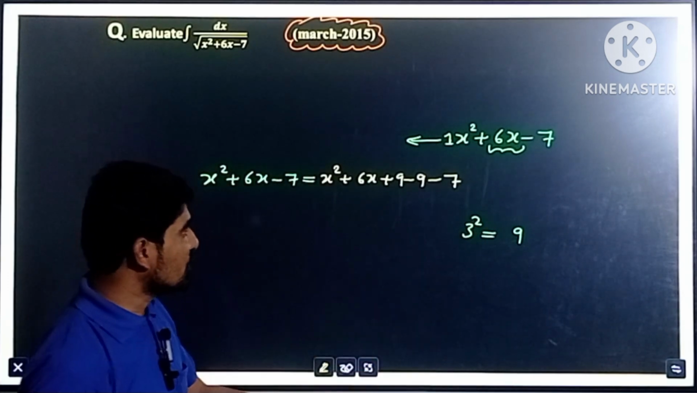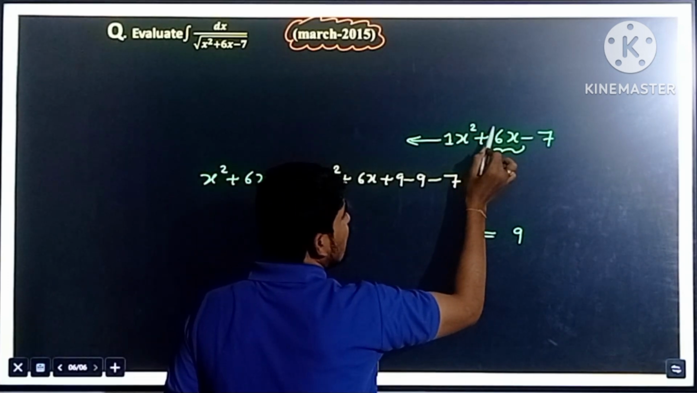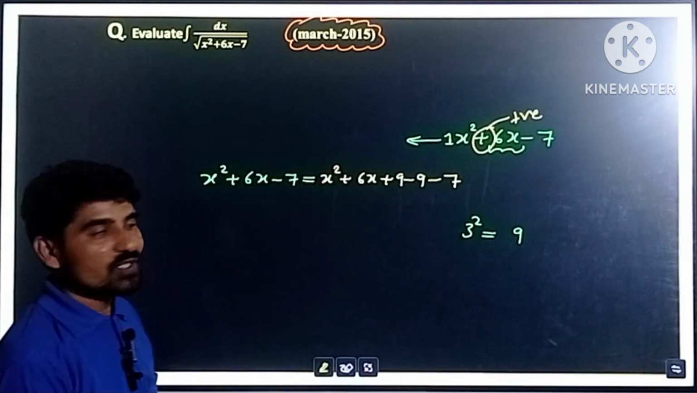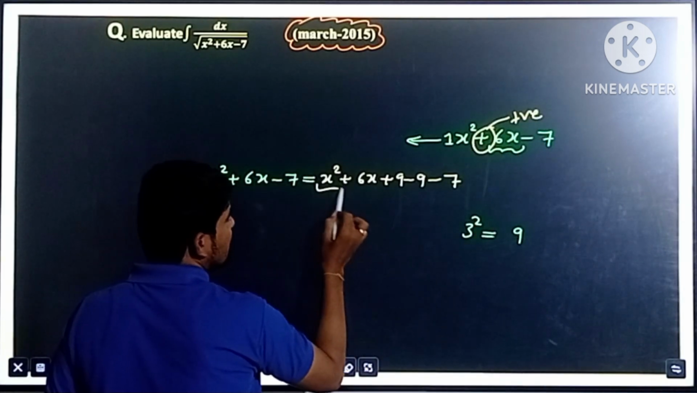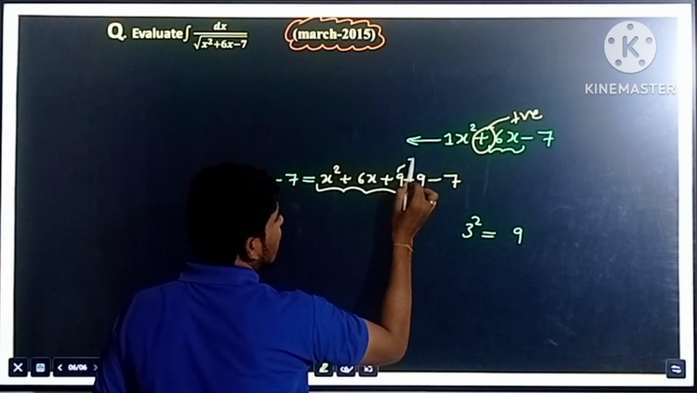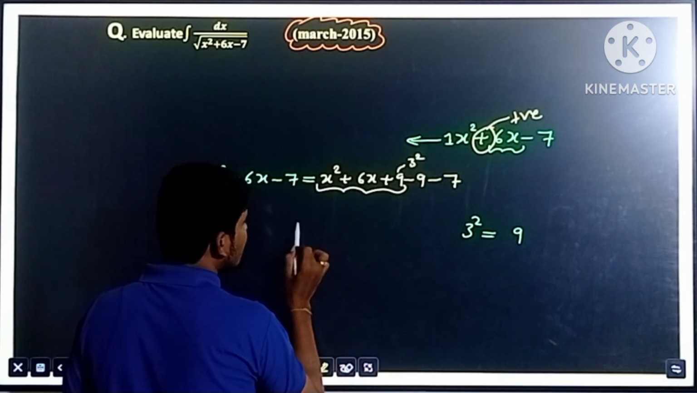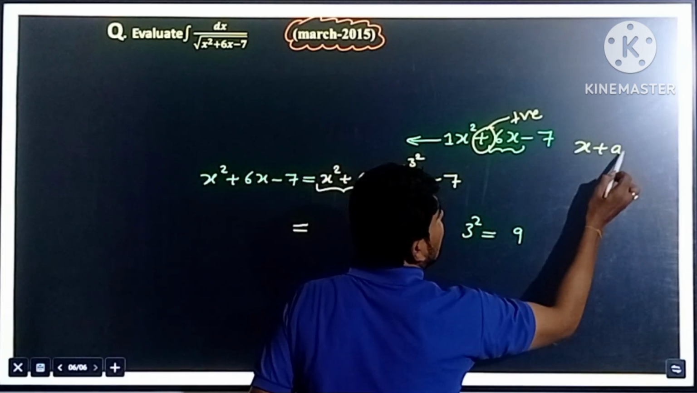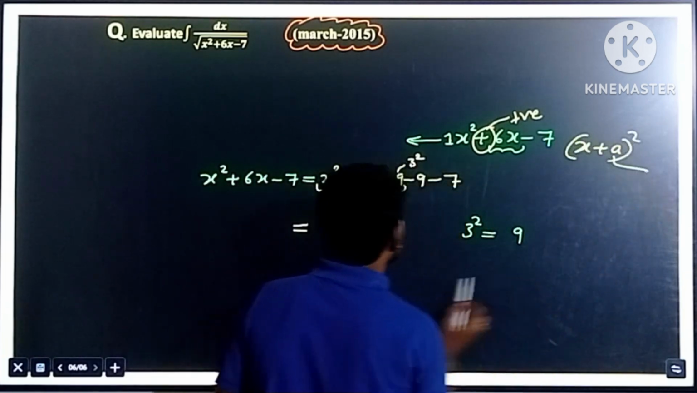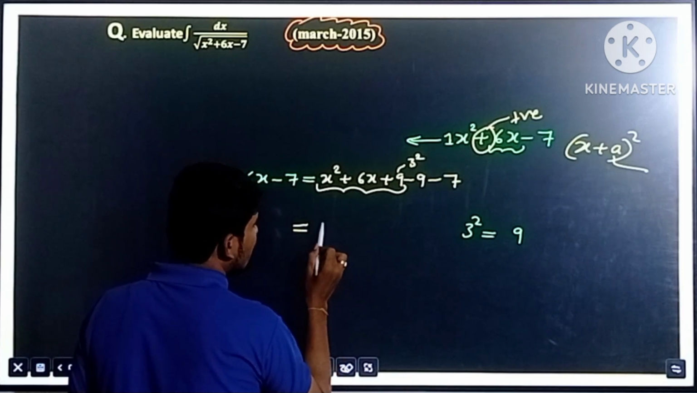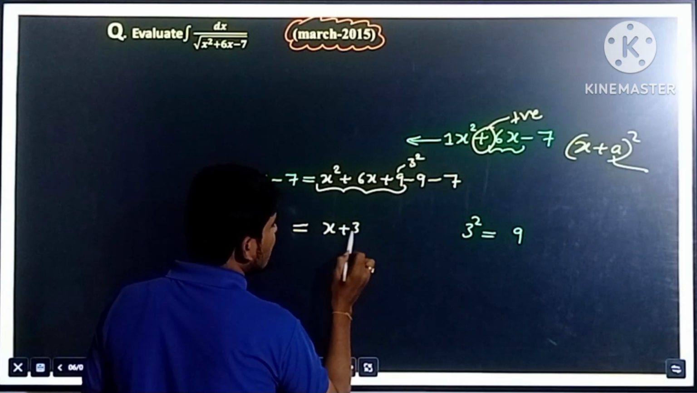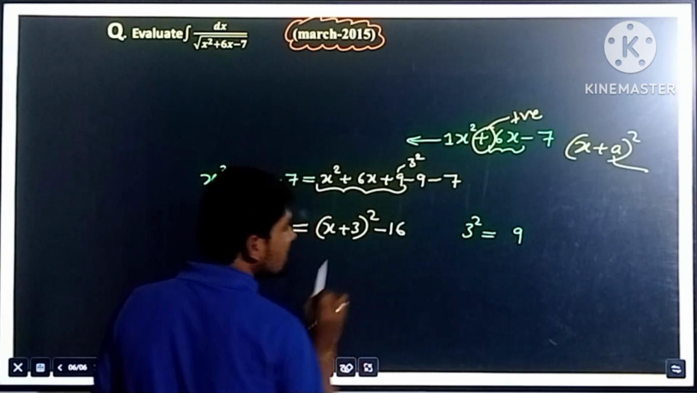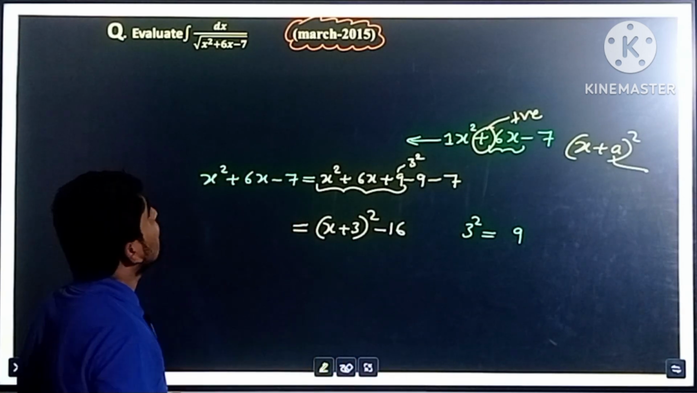And one more thing you need to observe here, the coefficient of x is positive. Therefore the first 3 terms, 9 can be written as 3 square. First 3 terms are the expansion of what? X plus a whole square, where a is what? 3. Therefore these 3 terms are equal to what? X plus 3 whole square. Minus 9 minus 7 is minus 16. I hope all of you are understanding.